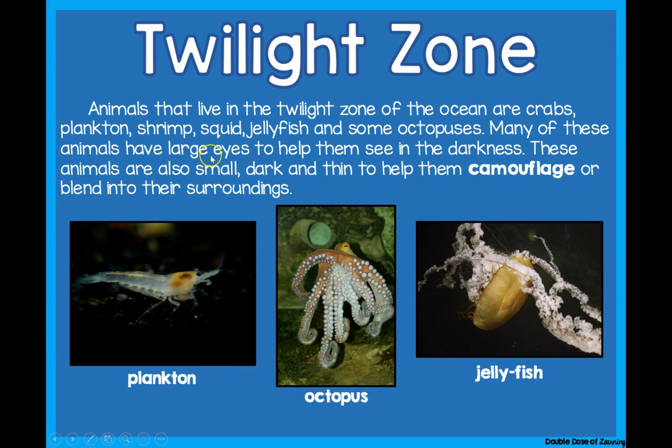Many of these animals have large eyes to help them see in the darkness. That's one way they're adapted to the Twilight Zone. These animals are also small, dark, and thin to help them camouflage or blend into their dark surroundings. Okay, so we're getting scarier as we go down towards the bottom of the ocean. You're not going to find these animals in big crowds altogether, usually. Okay, they're few and far between in the Twilight Zone.